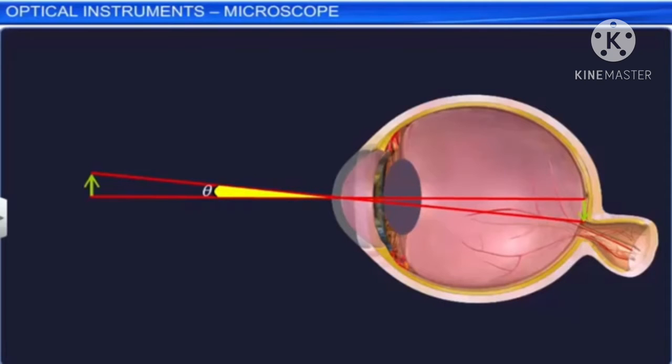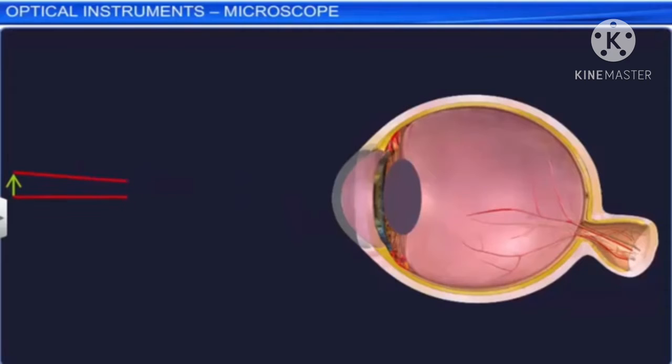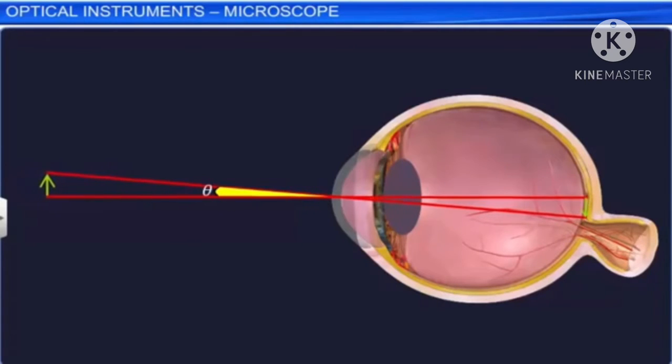When the object is far from the eye, it subtends a small angle at the eye, and hence its apparent size is also small. As it is moved closer to the eye, the angle subtended by it at the eye increases, resulting in the increase of its apparent size.